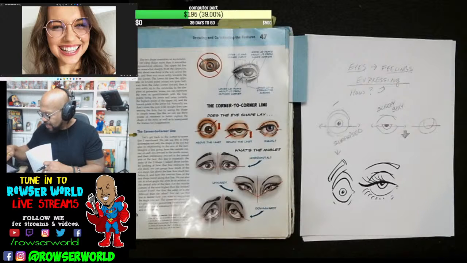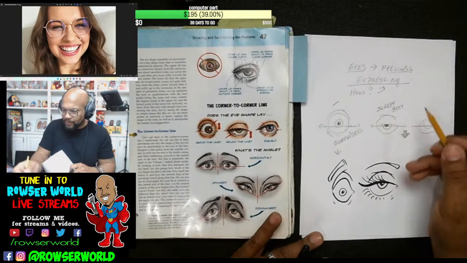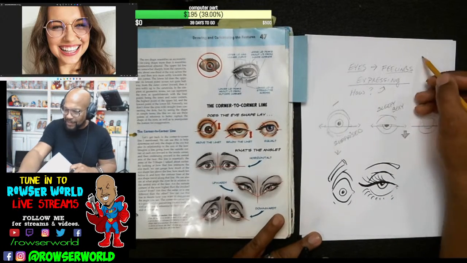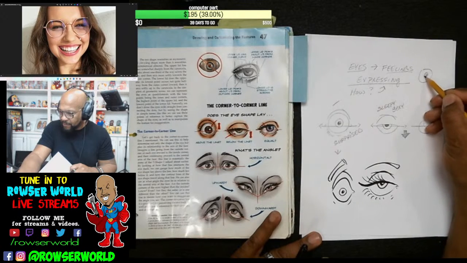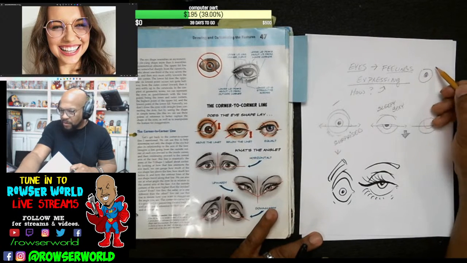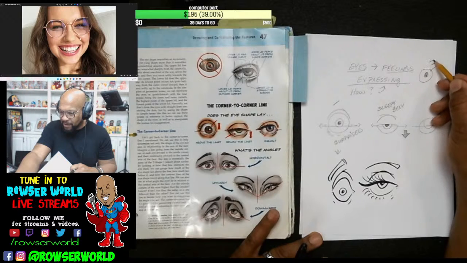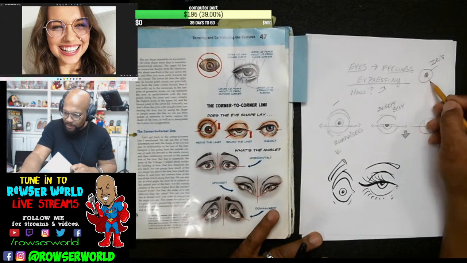Let me go eye parts. So let's go to eye parts so we can label it. Okay, here we go. All right, so let's label it. So this is the eyeball, right? And this is the little piece in the middle, okay? So this part on the outside is the iris. And then this is the pupil.